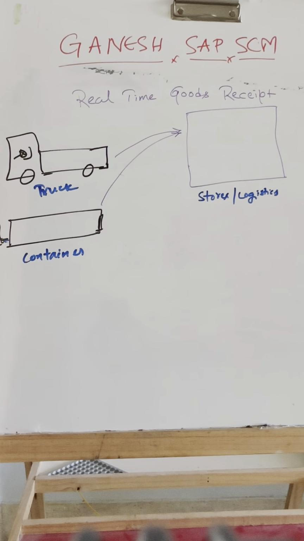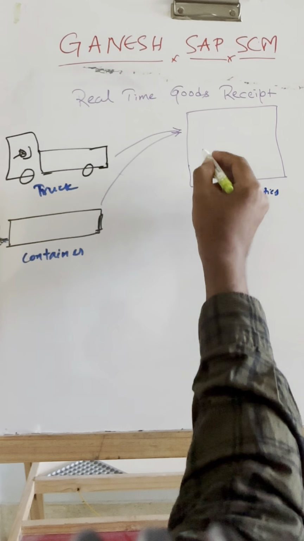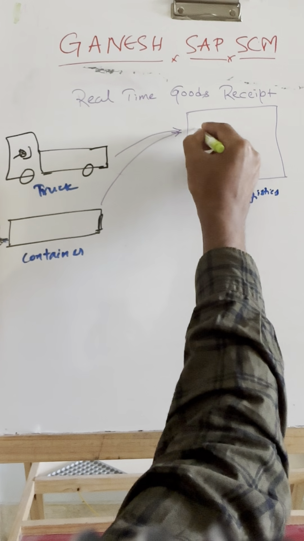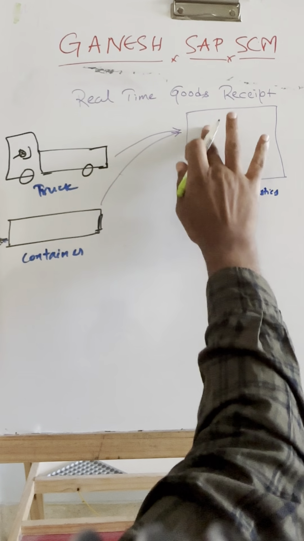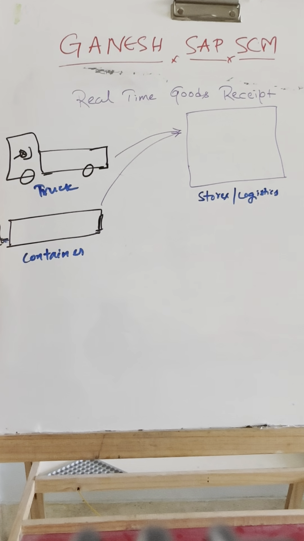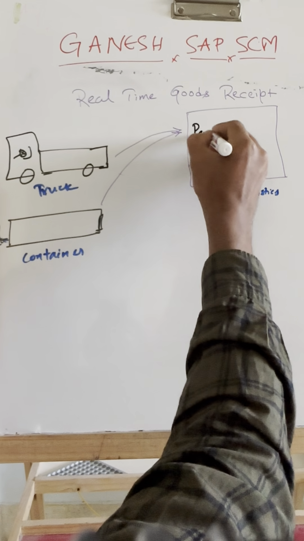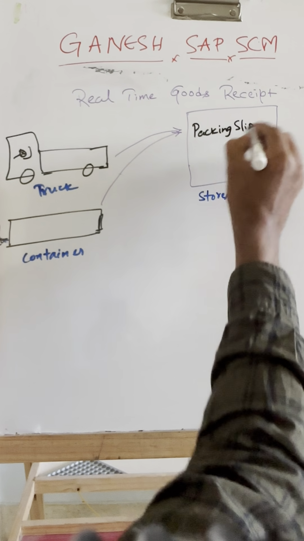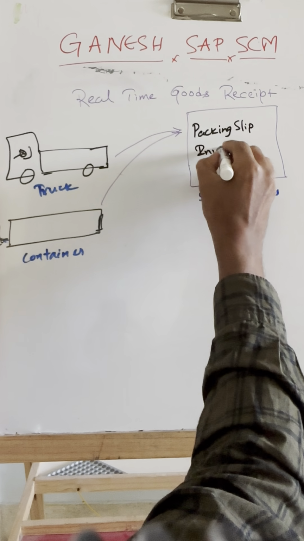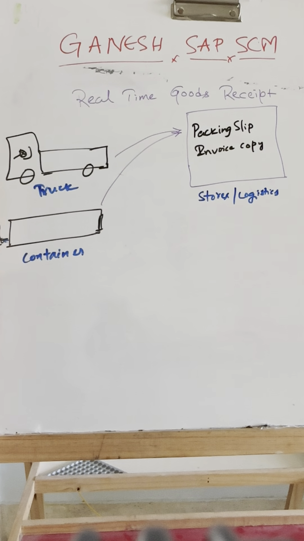What kind of documents can he bring? He will give the documents for verification, like the packing slip and the invoice copy. Mostly the packing slip and invoice copy are the two mandatory documents.